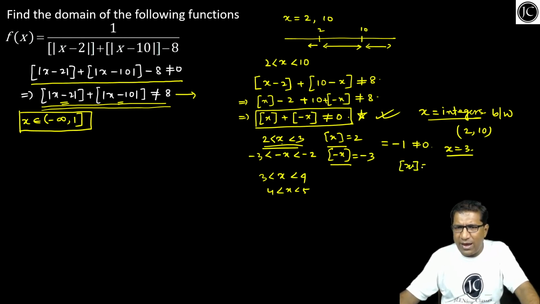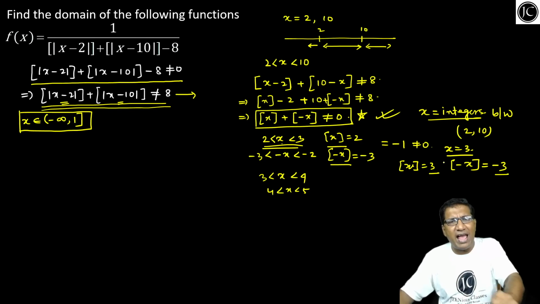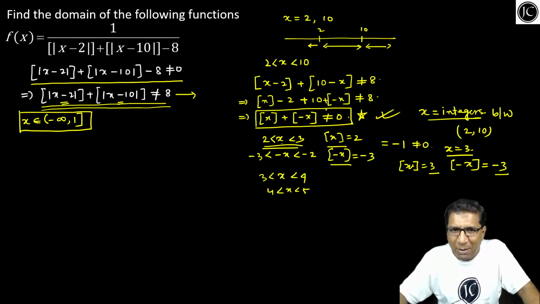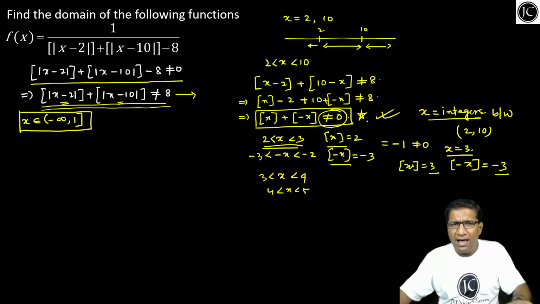box x होगा मेरा 3. And minus of box of minus x will become minus 3. और 3 minus 3 दोनों को अगर ऐड करोगे, आंसर will give you 0. But they have said it should not be equals to 0. मतलब मुझे क्या मिला? x will lie between 2 and 10.